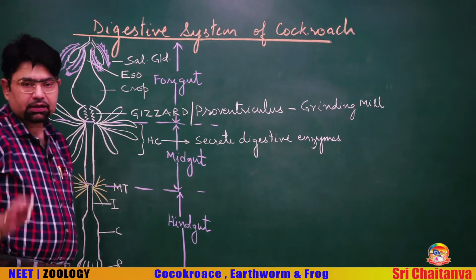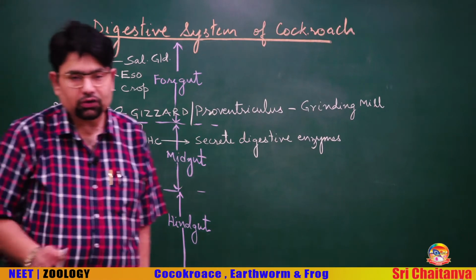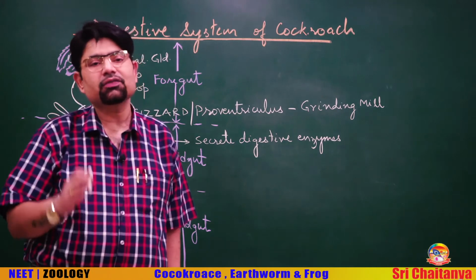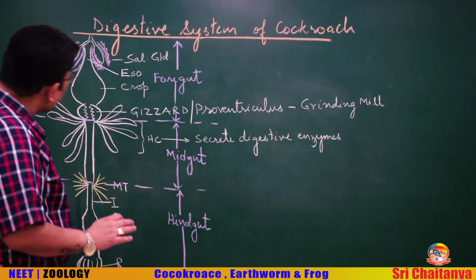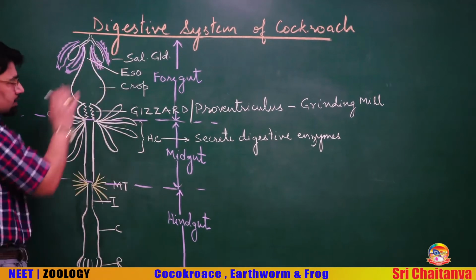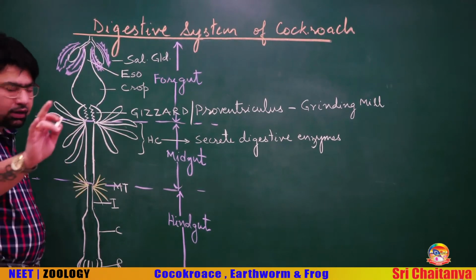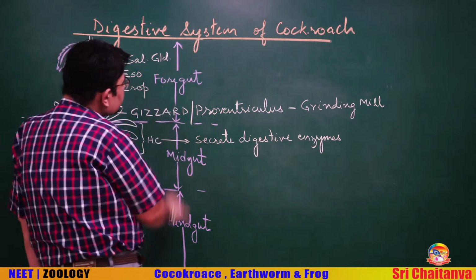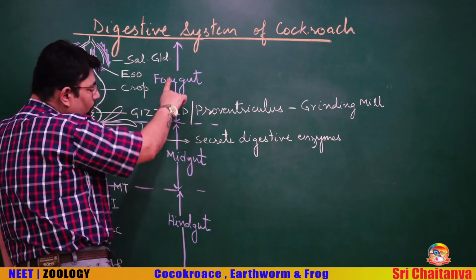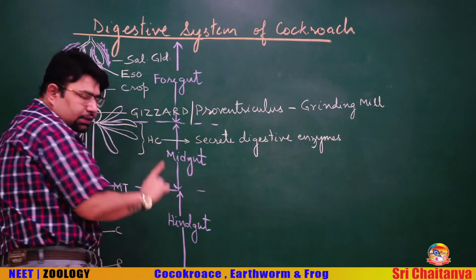Now, let us begin with the anatomy of cockroach. In the anatomy, we are starting with the digestive system first. This is the structure of the digestive system. First of all, the digestive system or the alimentary canal is divided into foregut, midgut and hindgut, 3 parts.